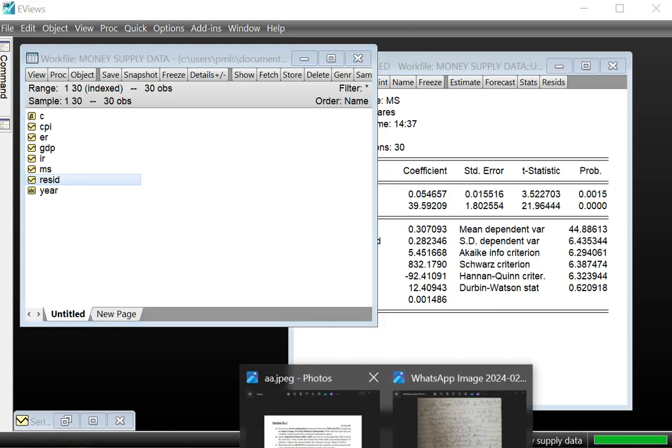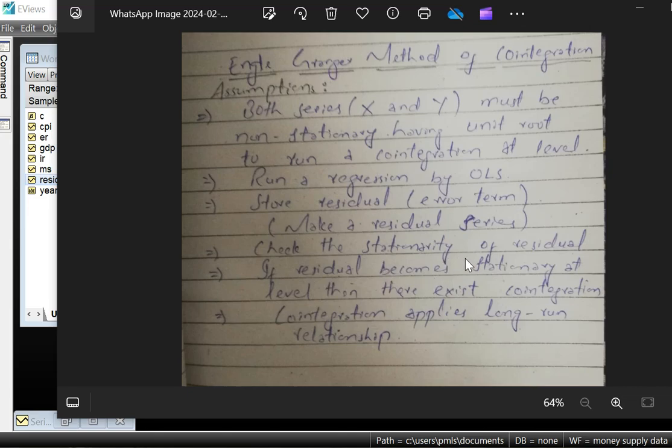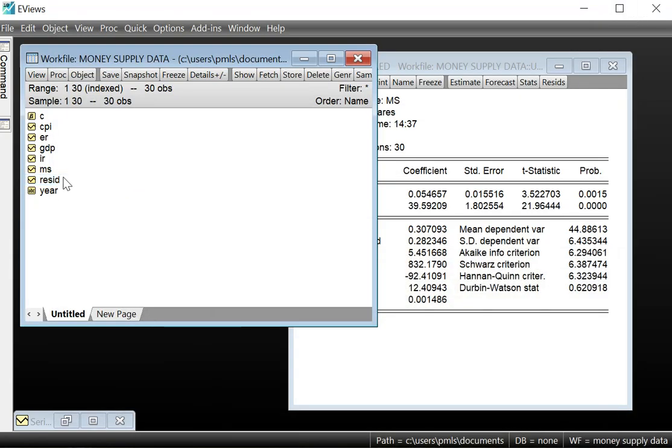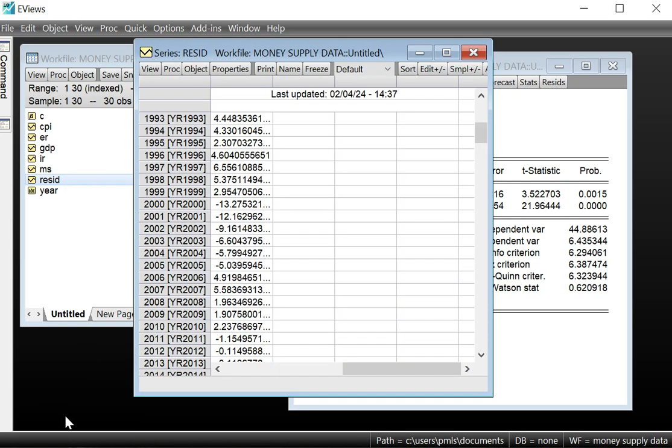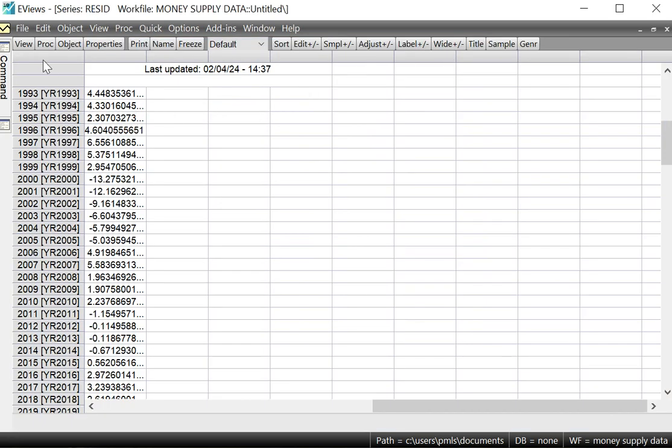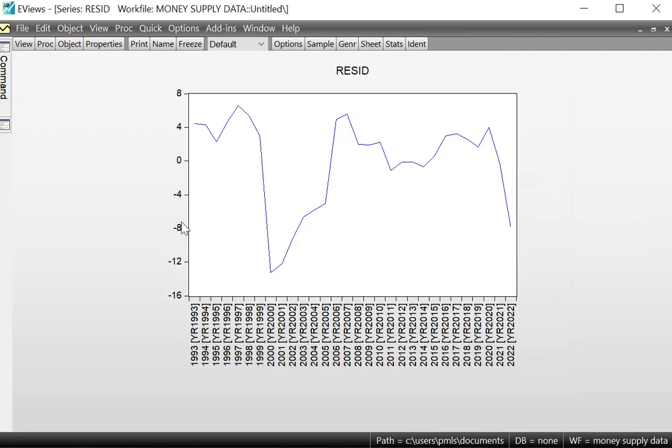Now moving further, we need to check the stationarity of the residual. If the residual becomes stationary at level, then there exists cointegration. So the resid values have come. This is our resid, the residual. See the graph. Yes, it is stationary, there is no upward or downward trend.